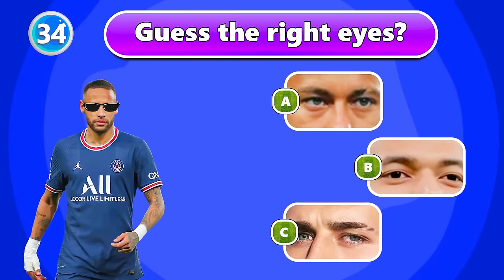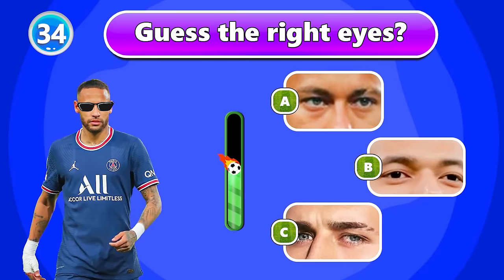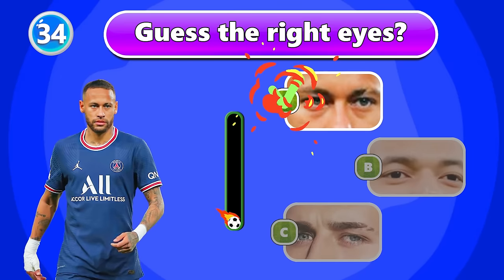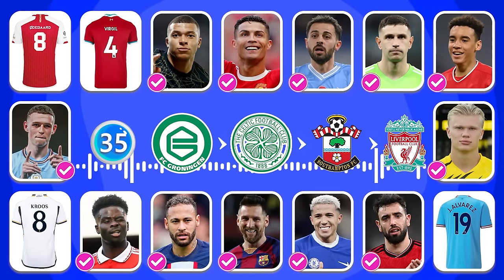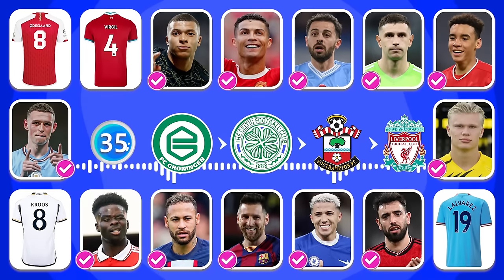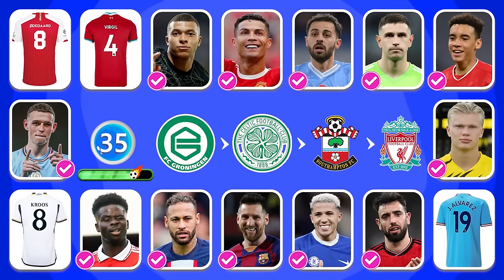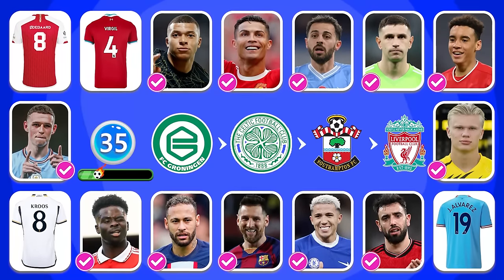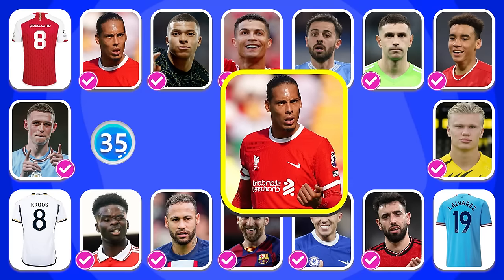Question 34. Guess the right eyes. Correct. Here it is. Question 35. Listen to this song. Can you guess? That's right! It's Virgil van Dijk!